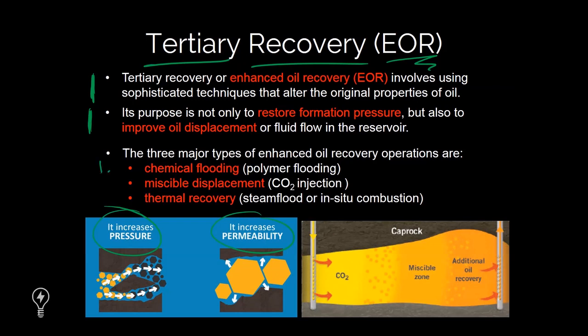Now, there are three major categories of enhanced oil recovery. First, we have chemical flooding. An example is polymer flooding. Second, we have what's known as miscible displacement, and CO2 injection is a prime example of this. And our third category of EOR is thermal recovery, and steam flooding or in situ combustion are two examples of this.